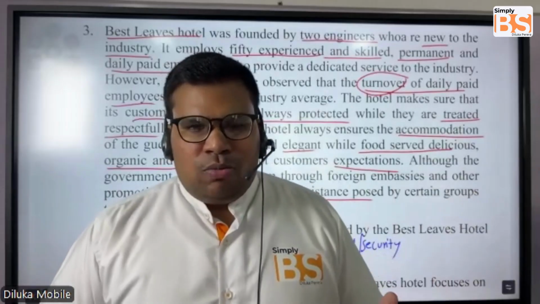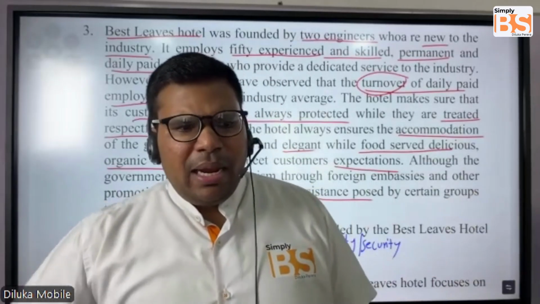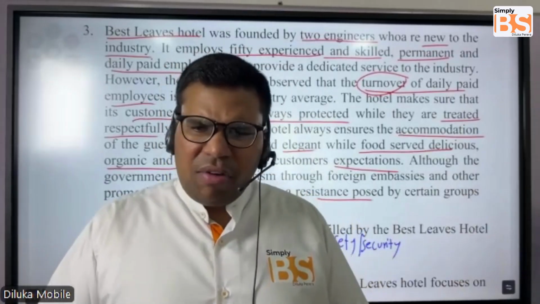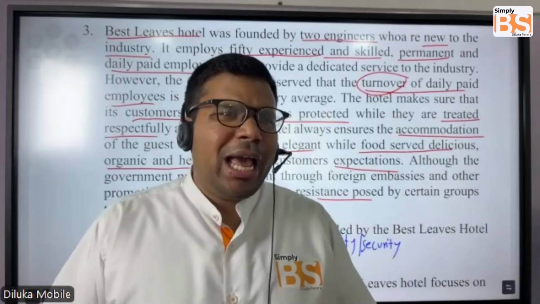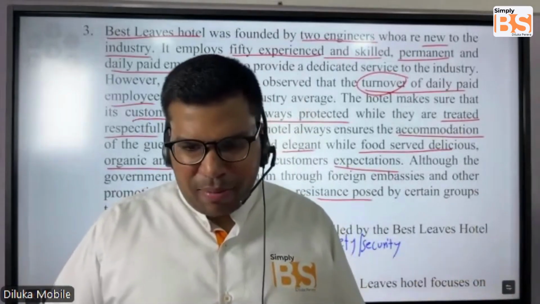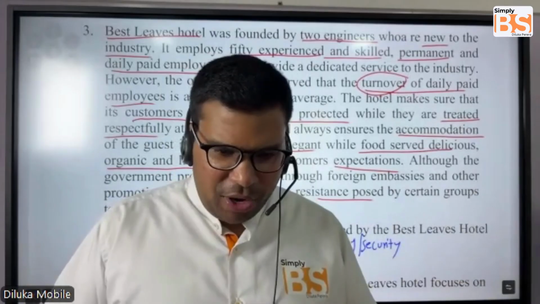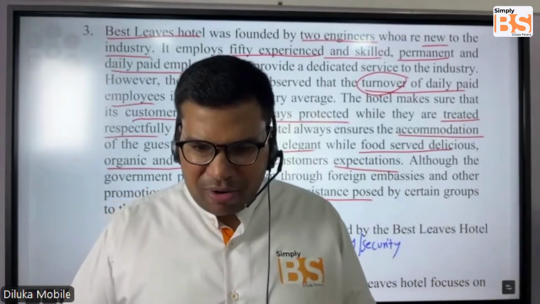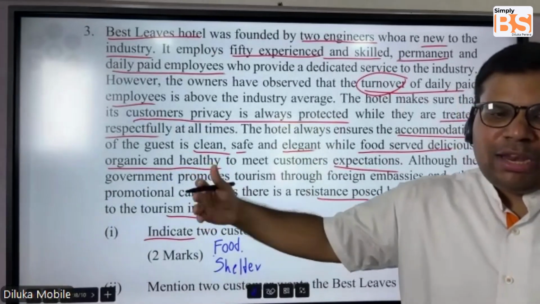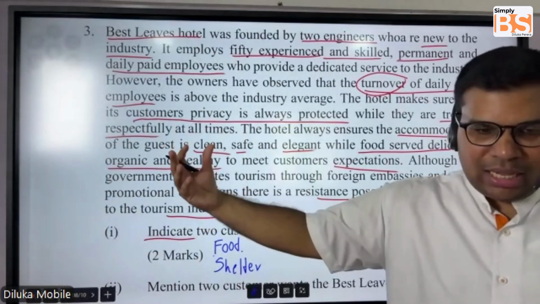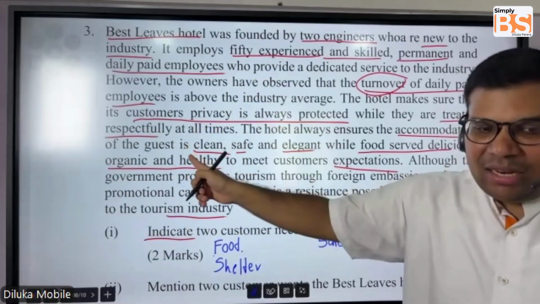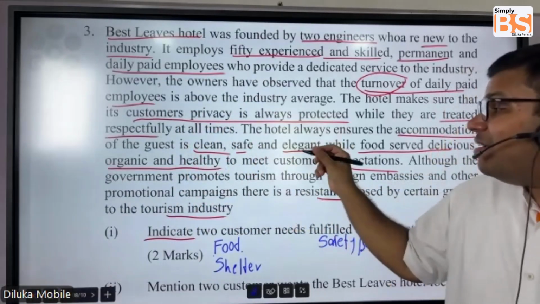Okay. So some hotels might provide a very basic level of accommodation, where you don't have AC. You have a fan and a bed, and then you have an attached bathroom. That's the basic level. But in here, they are trying to satisfy your need for accommodation or shelter, I would say, in a different way, in a very clean, safe, and very elegant manner.